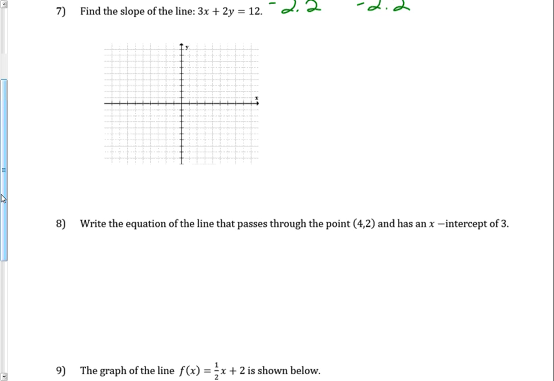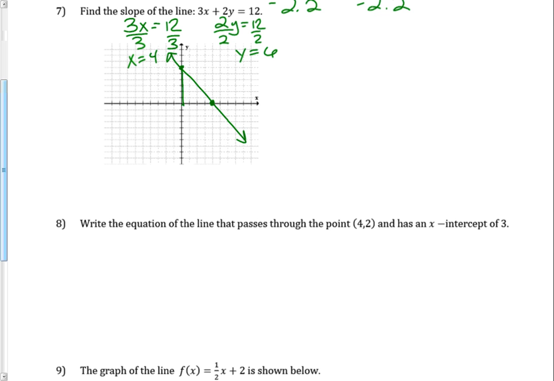Number 7, find the slope of the line. Two ways you can do this. The first would be to graph. So if I graphed, I'm going to want to use the x and the y intercepts. So the x-intercept would be 12 divided by 3, which gives us an x value of 4. The y-intercept would be 12 divided by 2, giving us a y value of 6. So our line looks something like that.